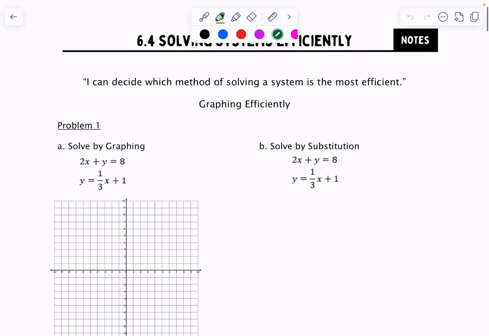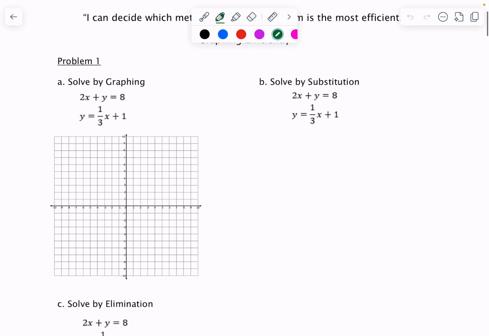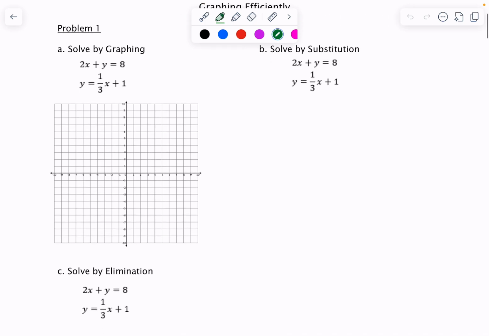So let's first start with graphing efficiently. I've given you a system, A, B, and C. You'll notice that each system is the same. So this system is the same as this system, the same as this system. And we're going to solve it all three ways. So for the first way, for graphing, I've got to turn this into y equals mx plus b. So I'm going to have y equals negative 2x plus 8. I just subtracted the 2x over.